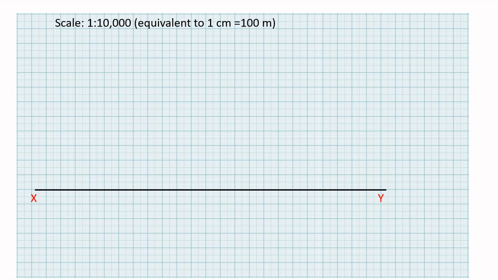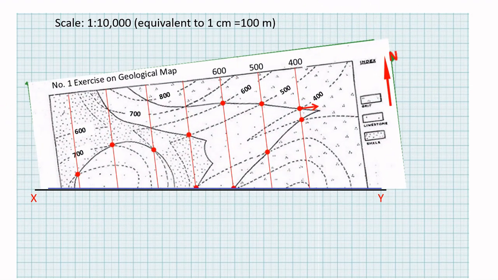Place the folded map over the graph paper so that the folded edge aligns with the XY line on the graph paper. Mark all the points where the XY section intersects contours and bedding planes, as well as the boundary lines. Label these points accordingly.